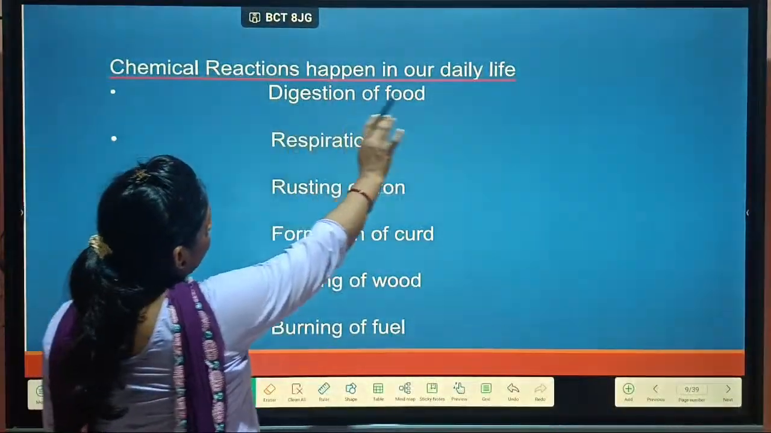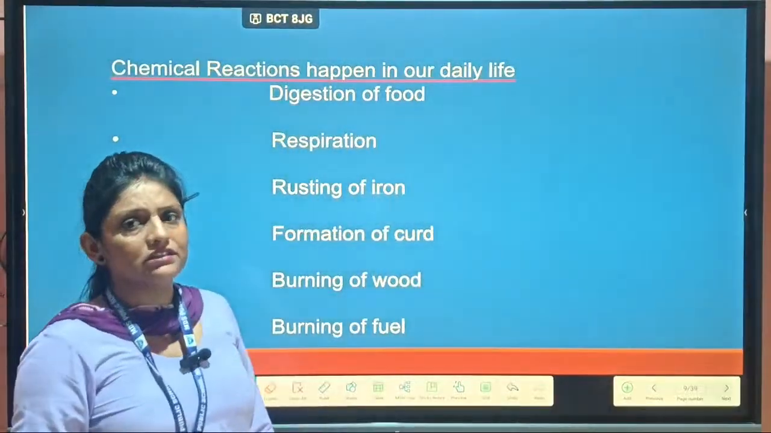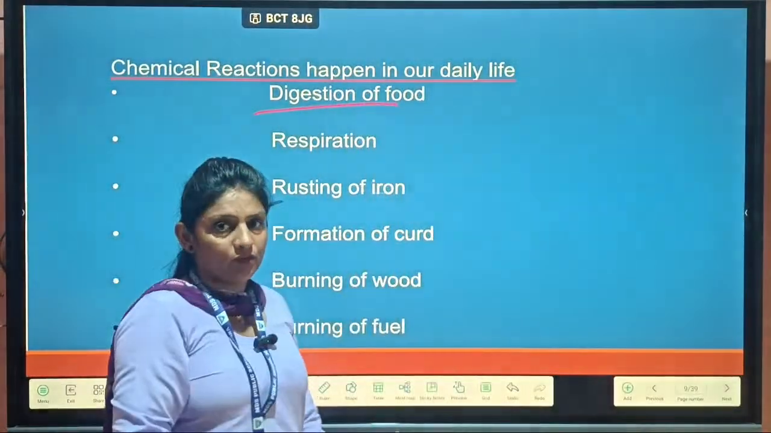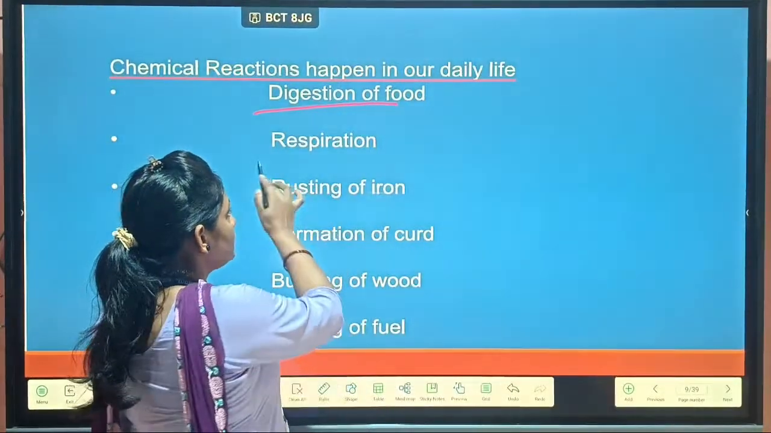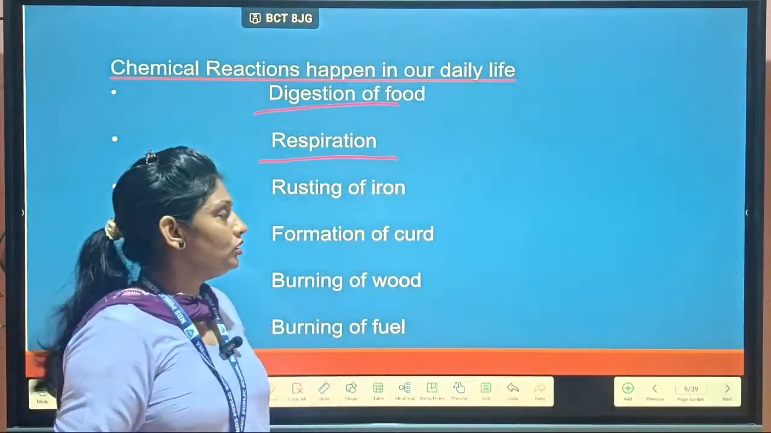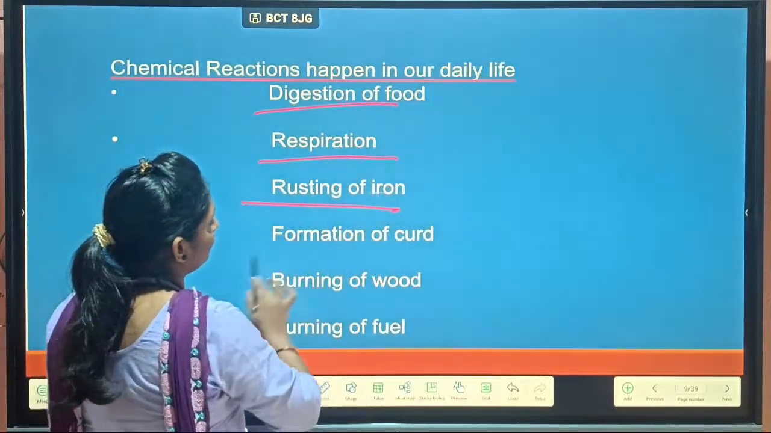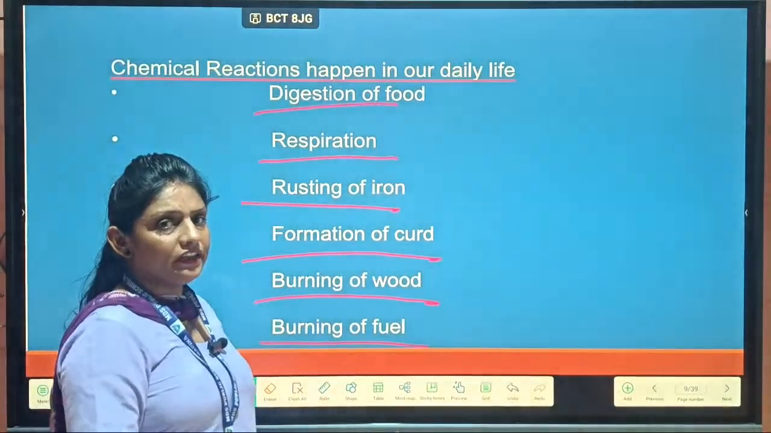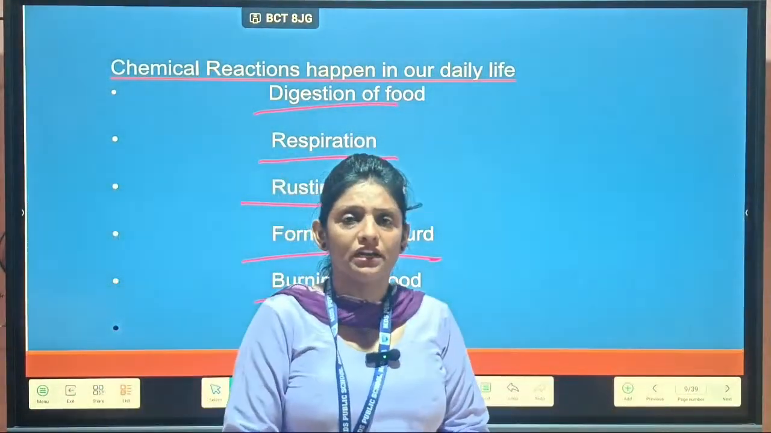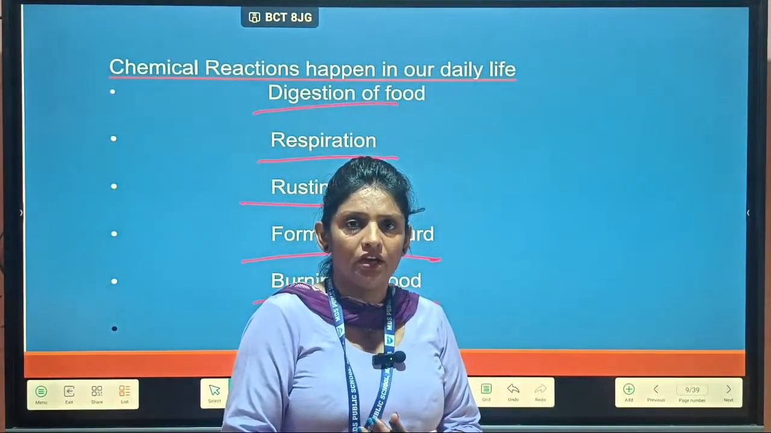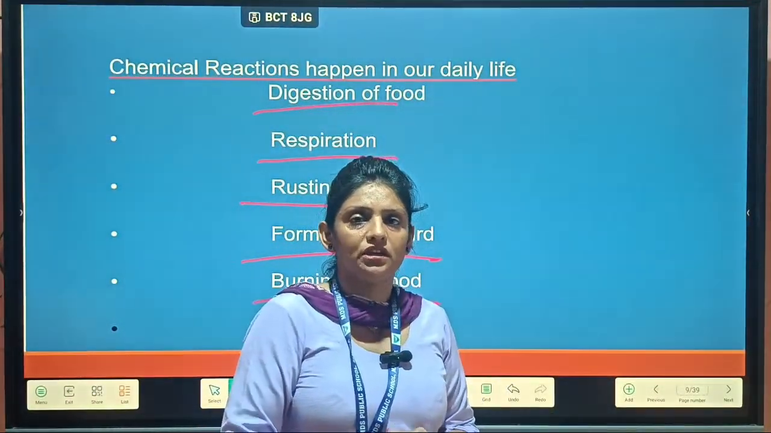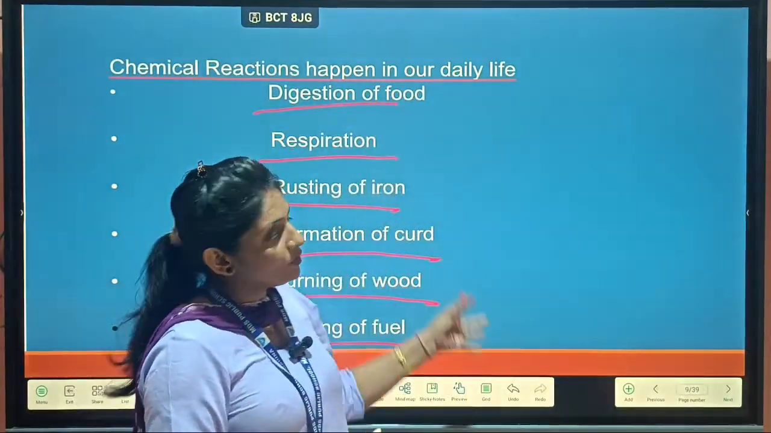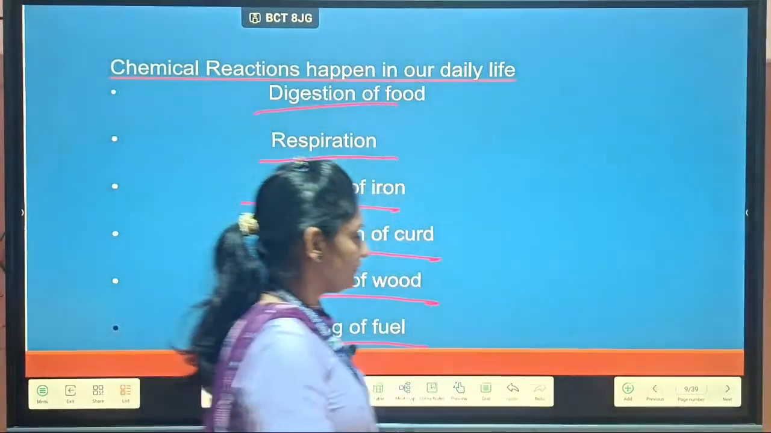Then, a number of chemical reactions happen in our daily life, like digestion of food is also a chemical process. Okay, students? Respiration, rusting of iron, formation of curd, burning of wood, burning of fuel. All these are examples. A number of examples are there in our surroundings in which chemical processes happen and chemical reactions take place. So all these are examples of chemical reactions.